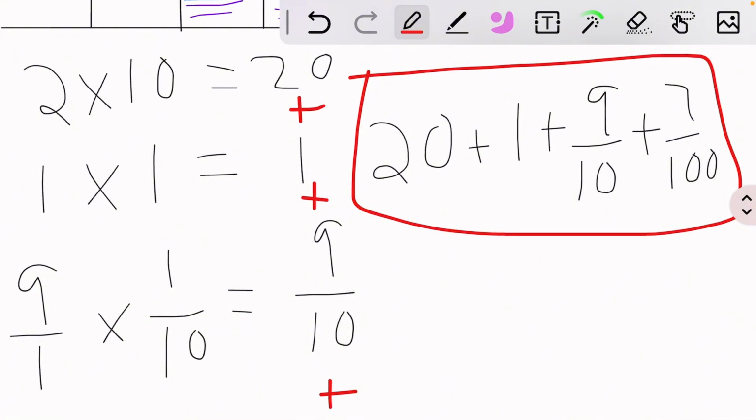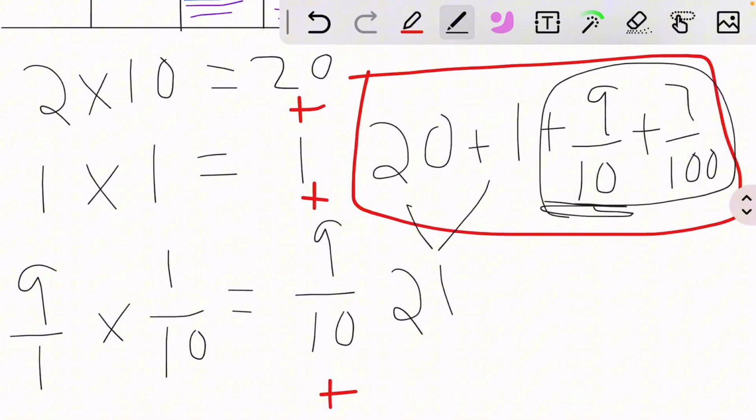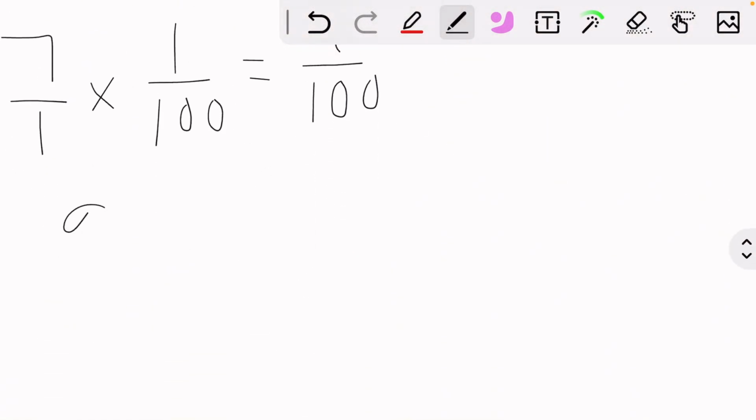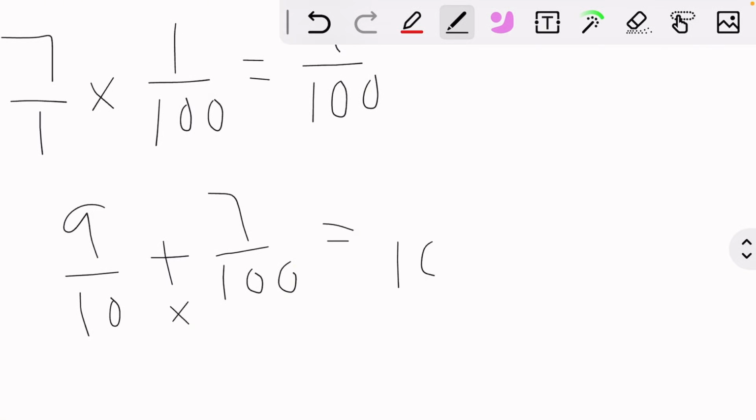Before we go through and add this, 20 plus 1, that's going to be simple. That's going to be 21. But before we add these two fractions, we got to give them the same denominator first. So let's do that down here. So we got 9 over 10 plus 7 over 100. These are not the same, so we're going to multiply these two denominators. It's going to give us 1,000 for the denominator.